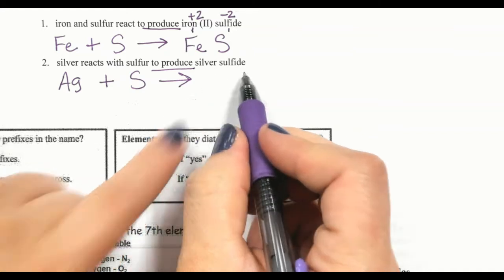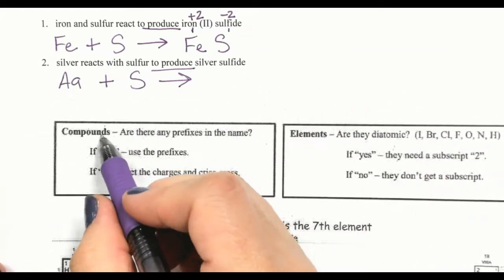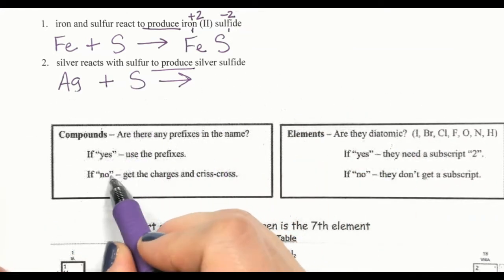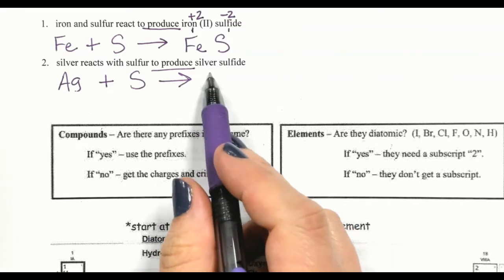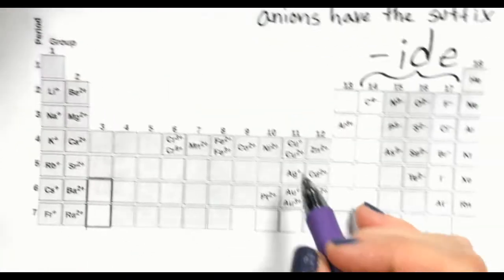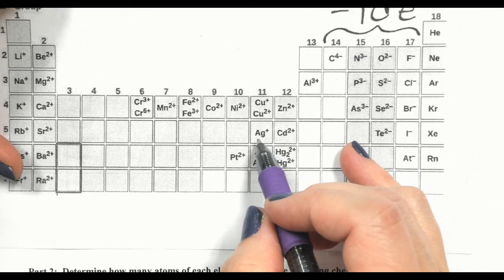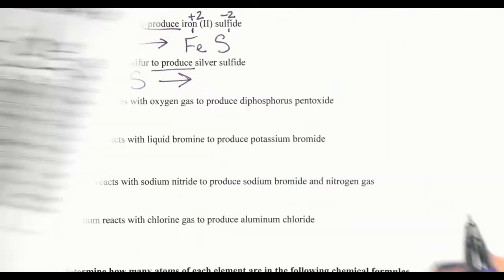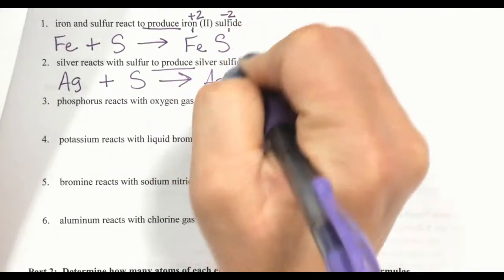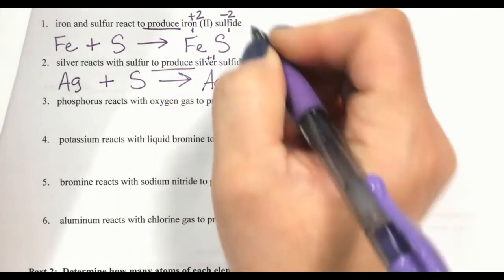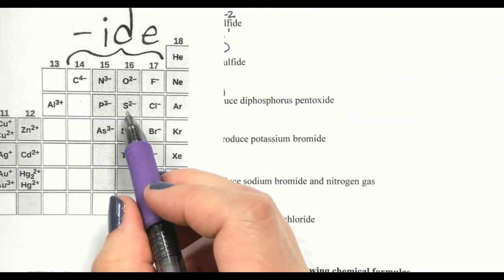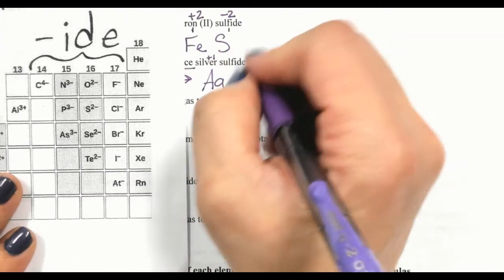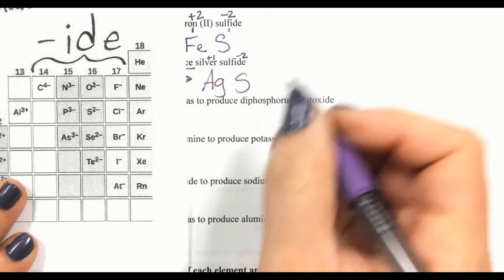And now silver sulfide is a compound. It does not have any prefixes, so we're going to get the charges and crisscross. So I'm going to go find silver on the periodic table, and that is in this section here. It's Ag with a +1 charge, so we'll put Ag, and I'll put my little +1 up here. And then sulfide is in the "ide" section. There it is, S with a -2, so I'm going to put S here and -2 there.